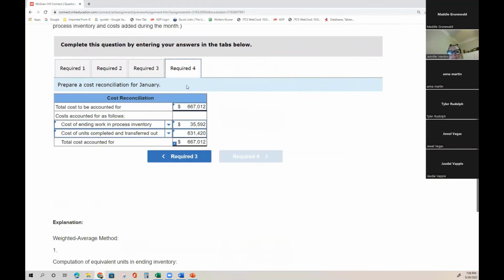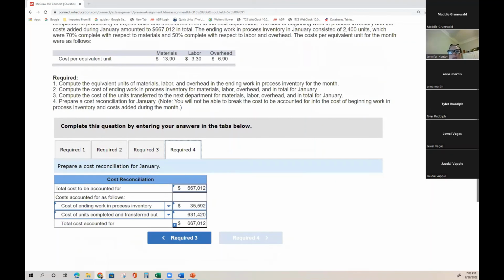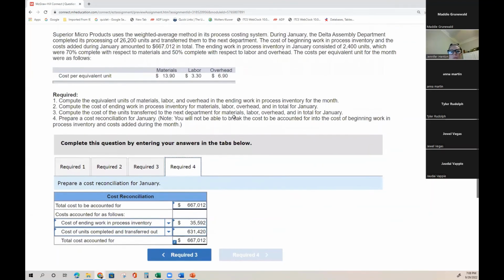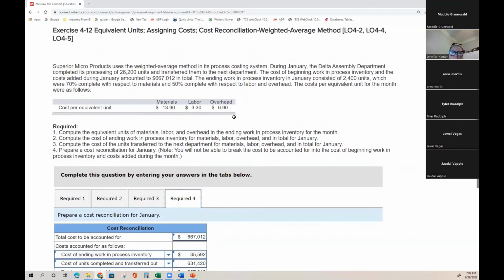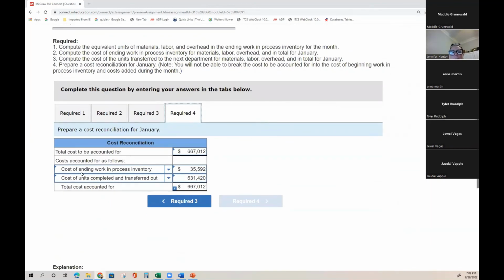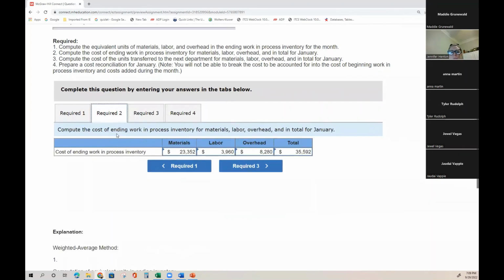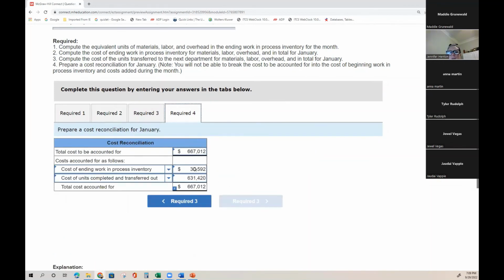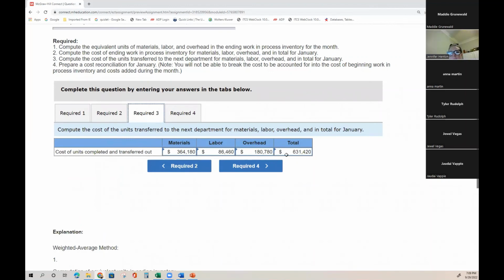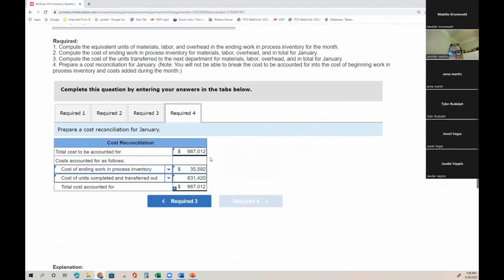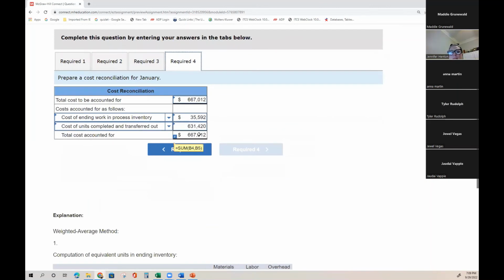And then the last question says, do the reconciliation. Well, they gave us the total of 667. Now we have to go back and grab our costs ending work in process. Well, the ending work in process was part 2, so it's 35,592. You fill that in. Go back to 3 to get your completed and transferred out. So we're adding them together. So 631,420. And when we add these two numbers together, they should equal what was given to us. That's how we reconcile.